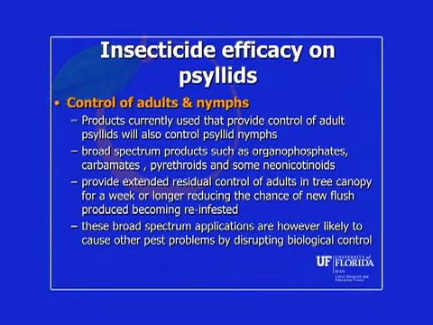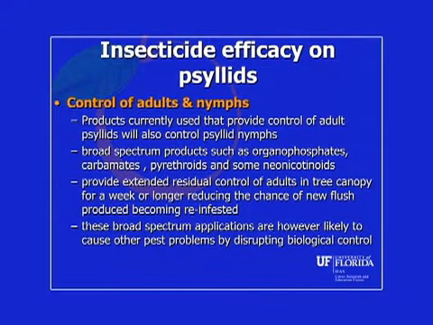And so specifically, if we're talking about products that control psyllid adults and nymphs, most of the products that we currently use that do provide control of adult psyllids will also control nymphs. These products are typically broad-spectrum products, include things such as organophosphates, carbamates, pyrethroids, and some of the neonicotinoid insecticides. These products provide extended residual control of adult psyllids in the tree canopy through the residues that remain on the mature foliage, and this will last for a week to several weeks depending on the product.